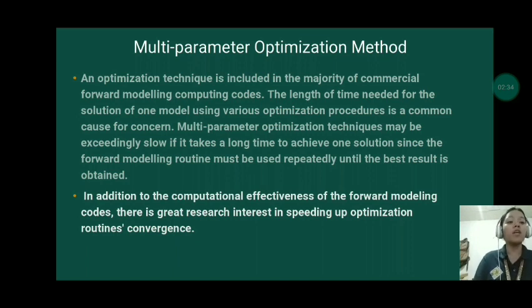So most of the commercial codes for forward modeling computation contain an optimization approach. Then it is usual to have concerns about how long it takes to solve a single model using different optimization techniques. Since the forward modeling process must be applied repeatedly until the best outcome is found, multi-parameter techniques may be incredibly slow, and it takes a long time to arrive at one answer.